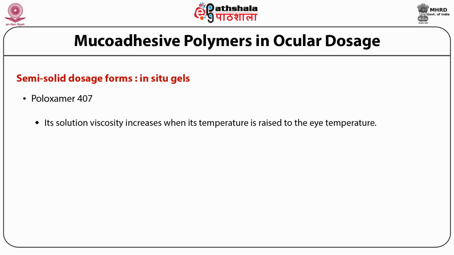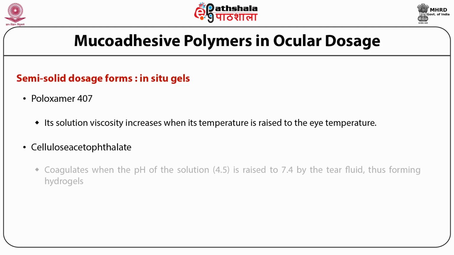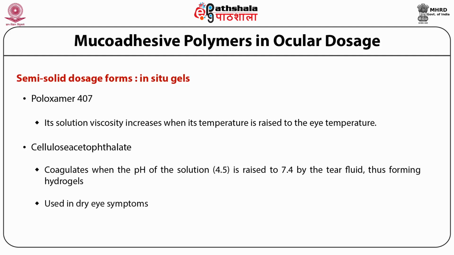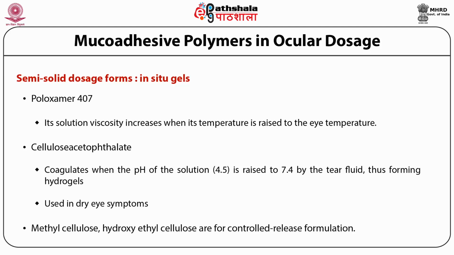The other polymers which can be used are cellulose acetophthalate, which coagulates when the pH of the solution, 4.5, is raised to 7.4 by the presence of the tear fluid, thus forming hydrogels. These formulations are used in symptoms associated with dry eye syndrome. Methyl cellulose and hydroxyethyl cellulose are very commonly used in preparations meant for controlled release of the drug.